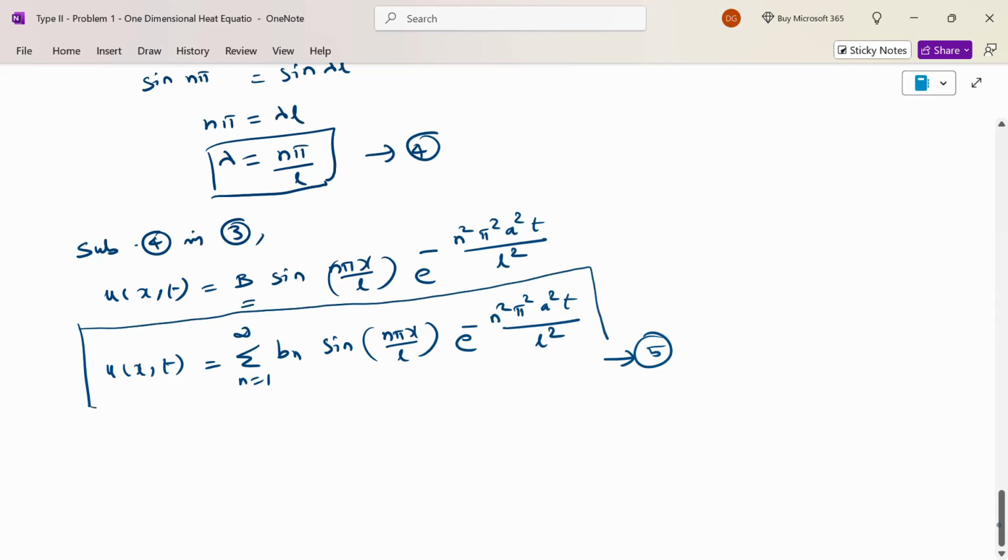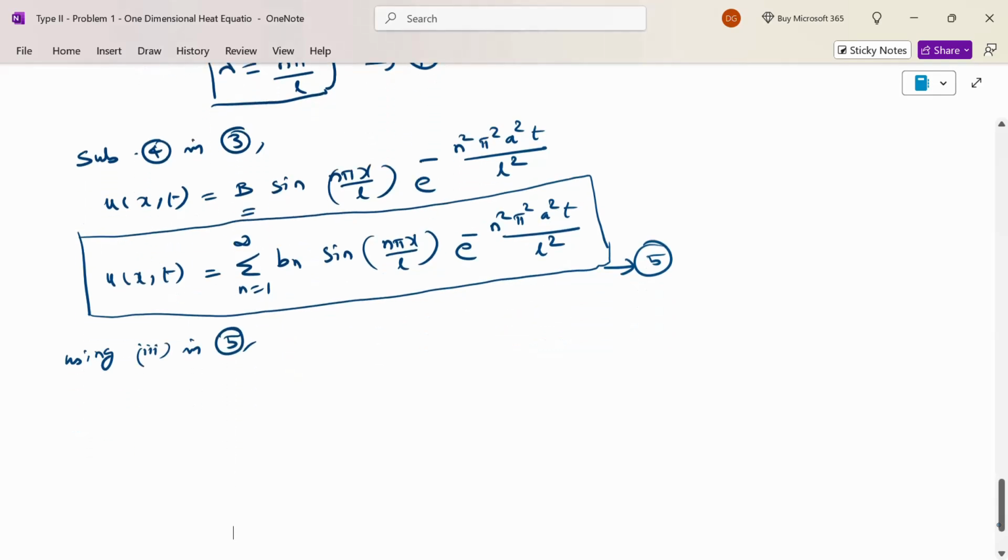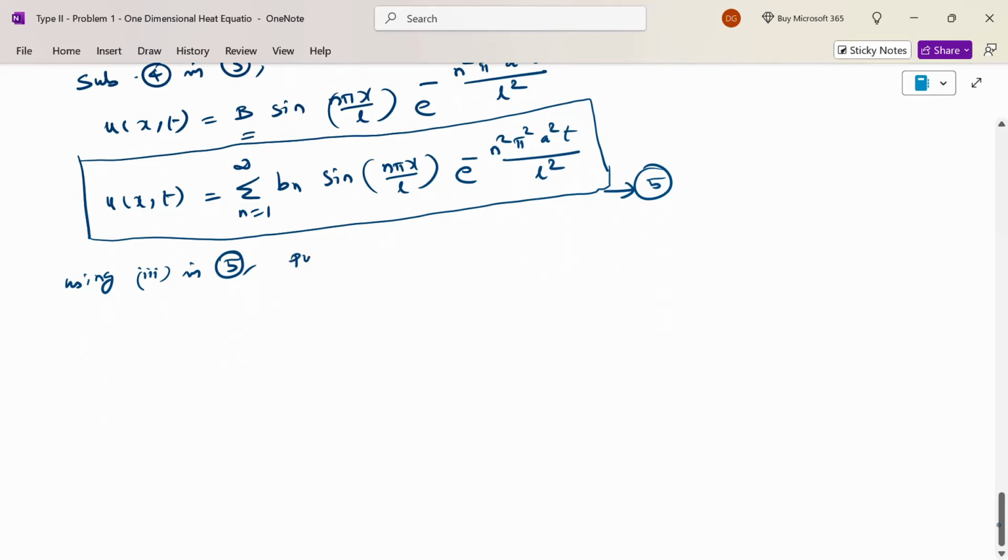Next, we apply the third condition in equation number 5. The third condition is nothing but putting t equal to 0. When t equal to 0, U of x comma 0 equals sum n from 1 to infinity bn sin n pi x by L e power 0. Therefore U of x comma 0 is the initial condition.